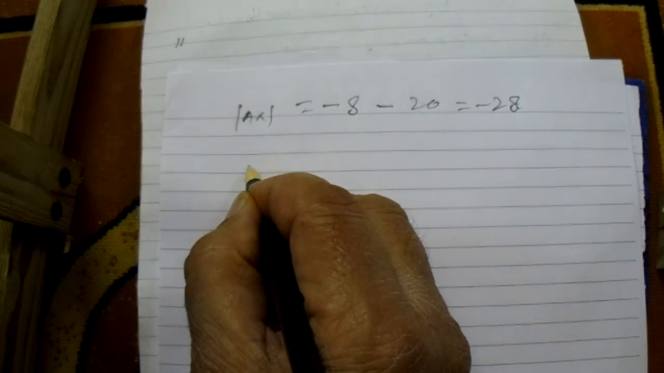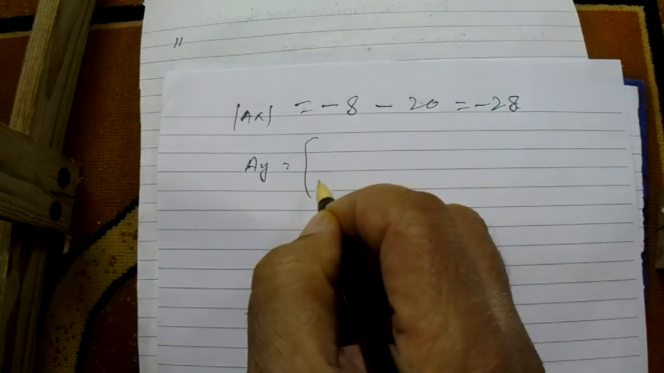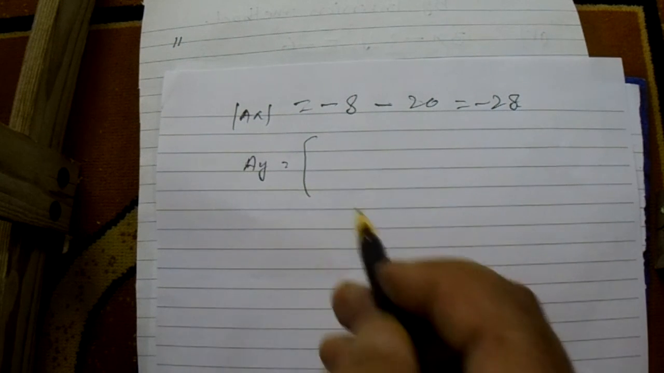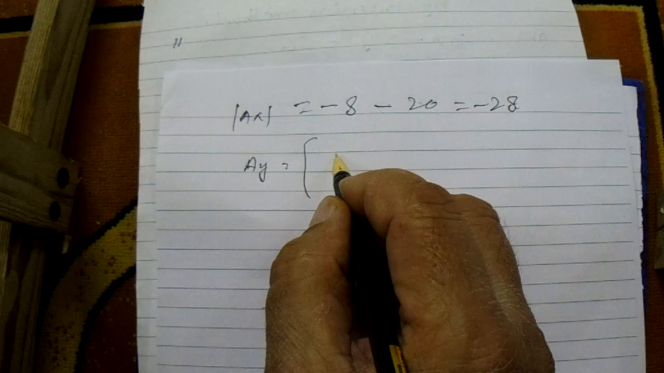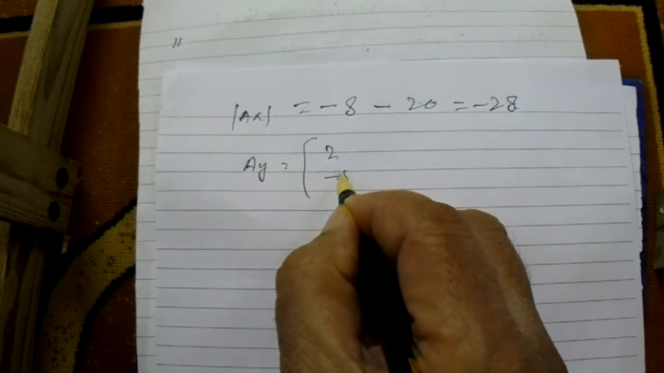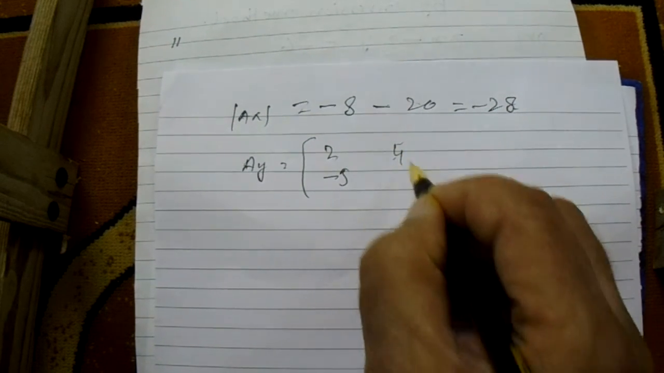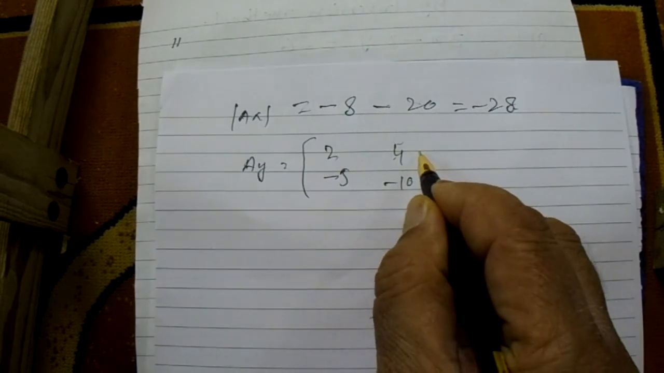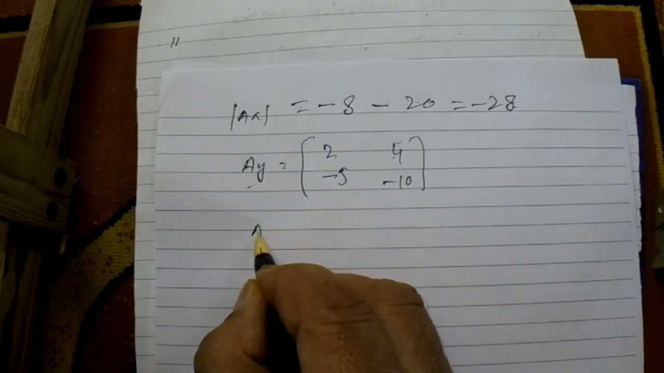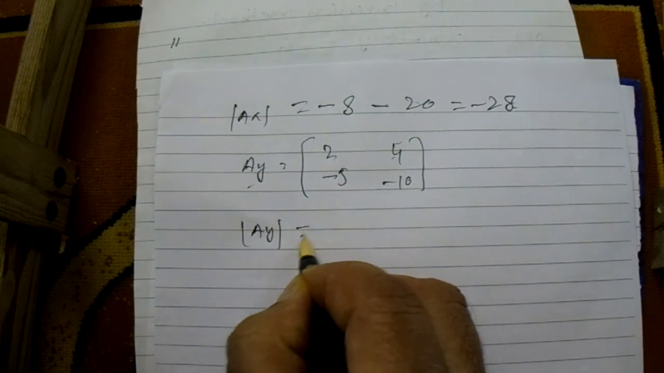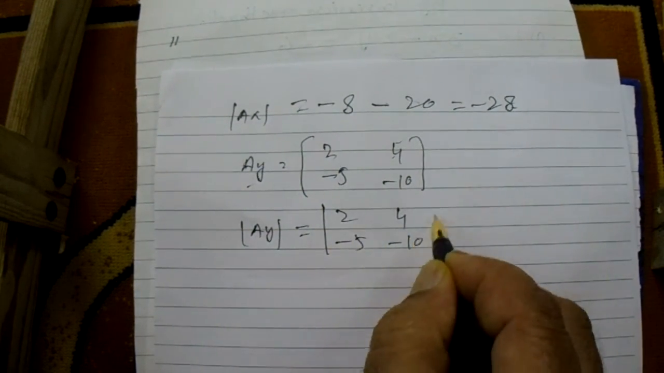Now we find AY again. First we write the AY matrix. It means you replace the second column by the B matrix. We write here 2 minus 5, and we replace the second column by B and we write 4 minus 10. Again this AY, we write here AY that is equal to 2, 4, minus 5, minus 10.